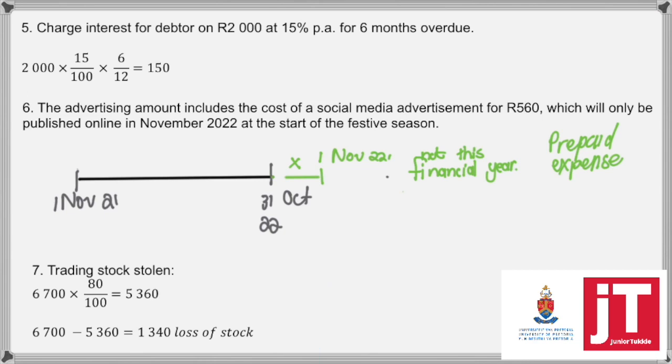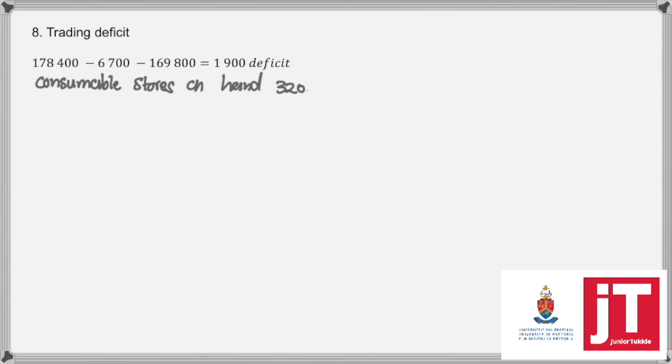Please make sure that you do not offset this against the insurance expense. It has nothing to do with insurance expense. This 5,360 is an accrued income. And then the loss we need to record as 1,340 Rand separately. Okay.